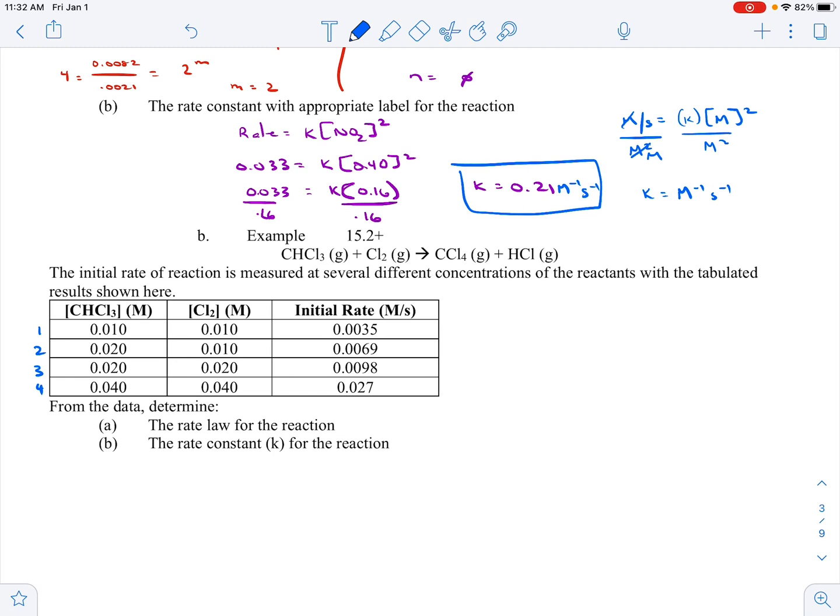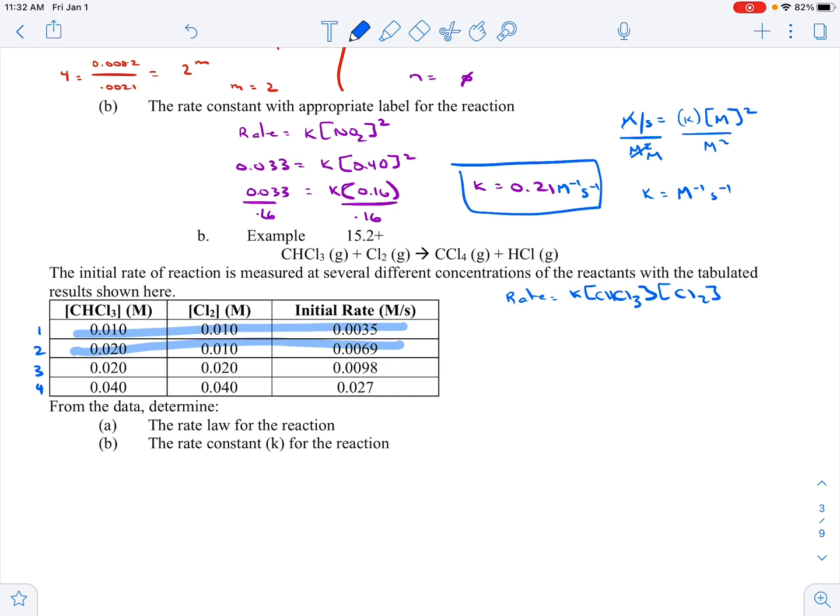So if I am trying to find the order of CHCl3, then I can just compare experiments 2 over 1. That should get me where I need to go for CHCl3. Remember our generic rate law? Rate equals K times our concentration of CHCl3 to the m times our concentration of Cl2 to the n.